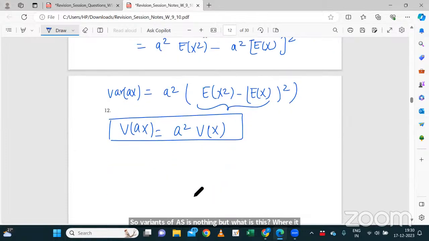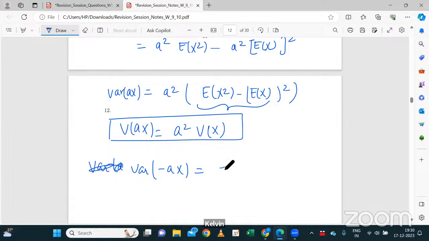Clear? Okay. What about variance of minus a times x? It is the same: variance of minus ax is minus a square variance of x, so it will again be a square variance of x, right?